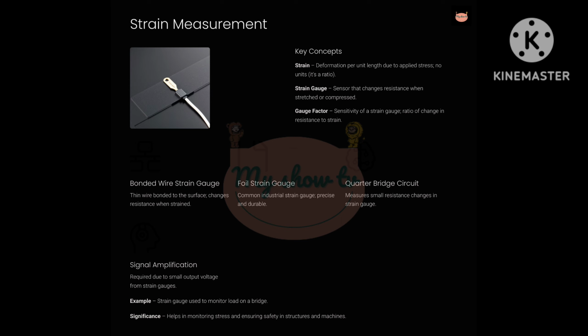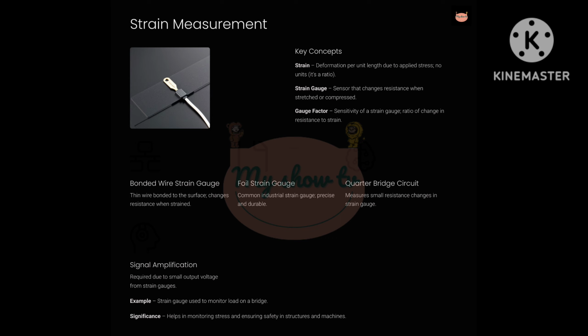There are different types of strain gauges. The bonded wire strain gauge is a wire glued to a surface. When the surface stretches, the wire stretches too, changing its resistance. The foil strain gauge uses a metal foil instead of wire, which gives better accuracy and durability. The gauge factor is a number that tells us how sensitive the strain gauge is to strain. It is calculated as the change in resistance divided by the strain.